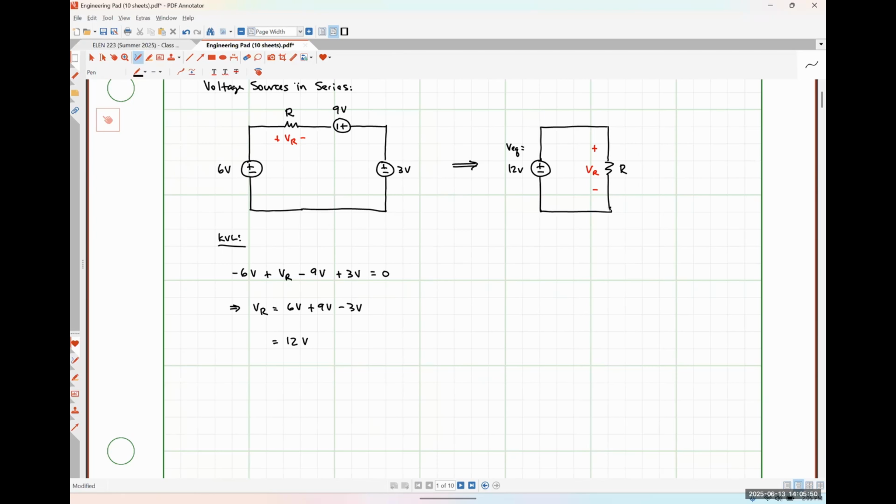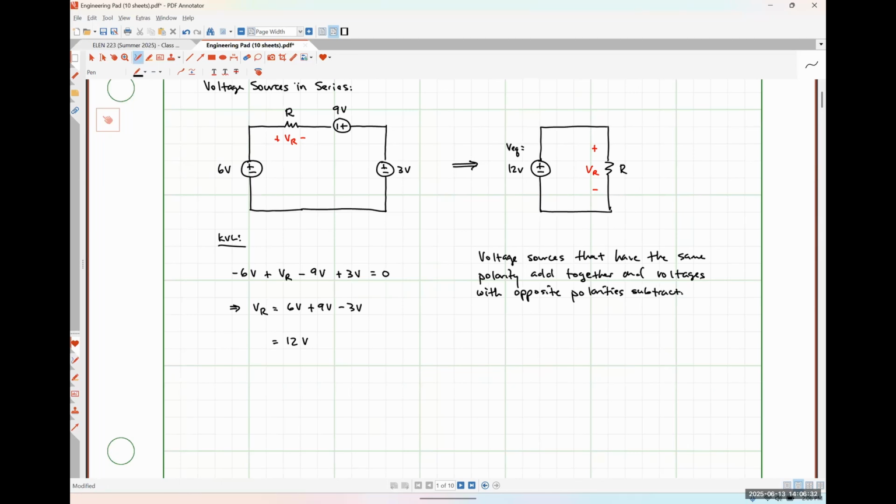So in short, voltage sources that have the same polarity add together, and voltage sources with opposite polarities subtract.